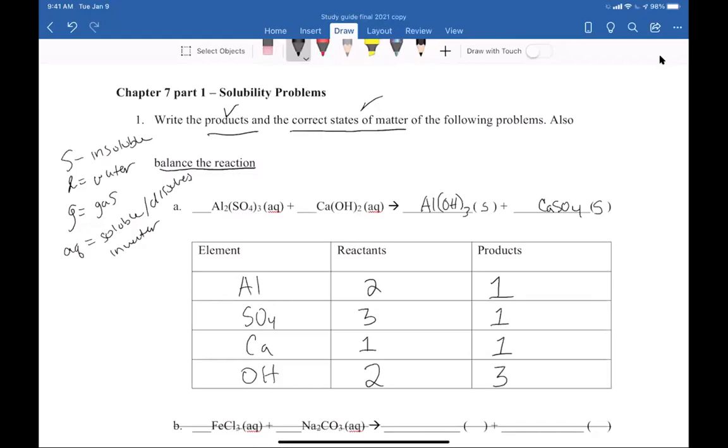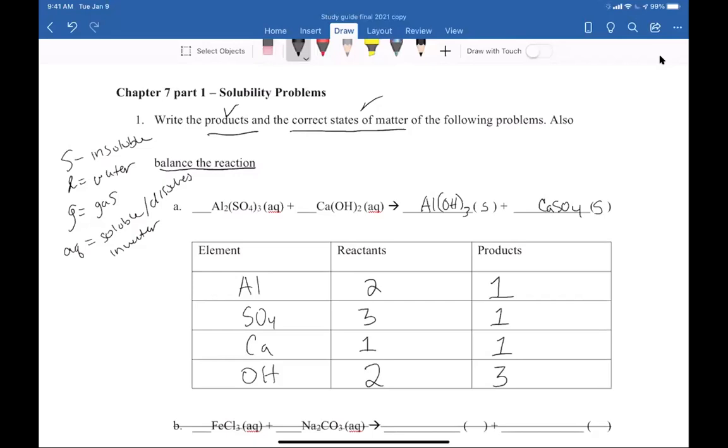Okay, so this is obviously an unbalanced reaction. Meaning the Als don't match, the SO4s don't match, and the OHs don't match. We have to have the same number of Als, the same number of SO4s, and the same number of OHs on both sides. So the rules for balancing reactions are the following. You always balance what's in the most complicated situations first.